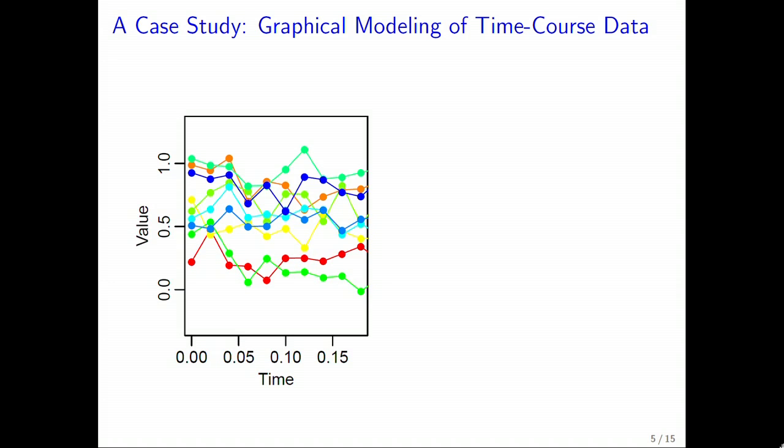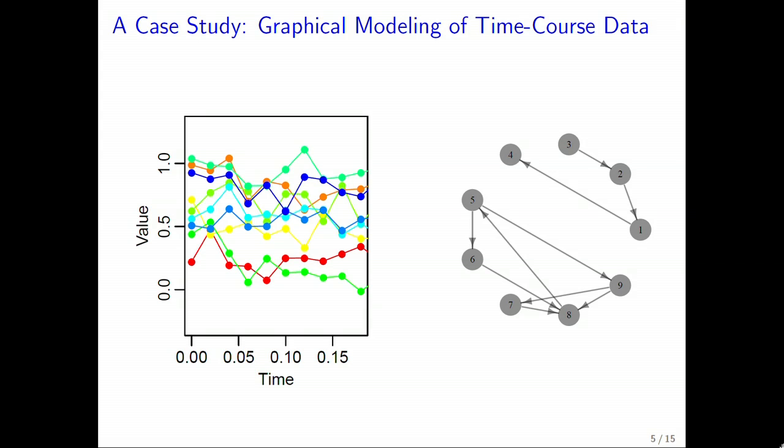So what do I mean by this? Well, we have some data that looks like this. You can see in this plot, on the x-axis, there's time, and on the y-axis, there's a gene expression value. And we have 9 genes, each shown in a different color, measured over time. And what we want to do is take this data and end up with a picture like this.